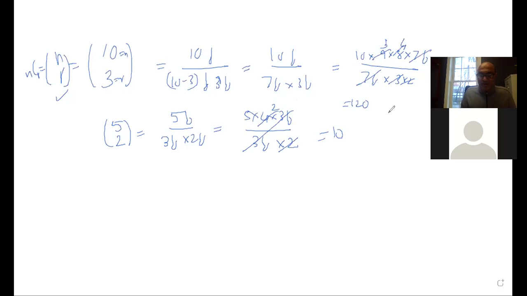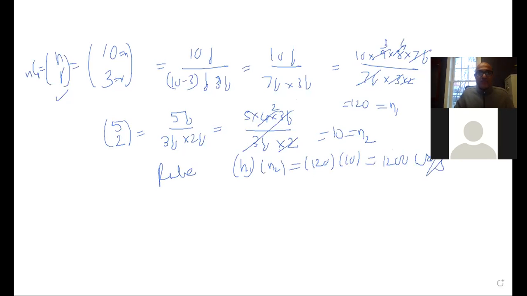So in total, this is my event 1, and this is my event 2. If you go for rule 1, it says that if the first event can happen in N1 ways and the second in N2 ways, I'm going to write N1 times N2. So that is equal to 120 multiplied by 10. There are a total of 1200 ways of selecting 3 arcades from the box of 10 arcades and 2 sports games from the box of 5 sports games, a total of 5 Game Boy cartridges from these 15. So these are the ways you can use the combination problem. This is one of the examples.